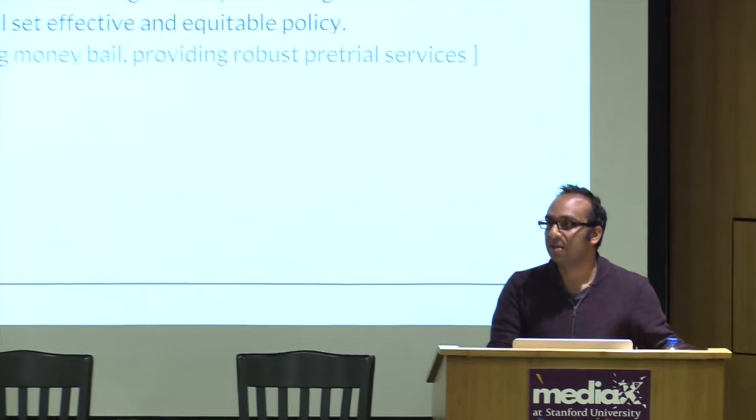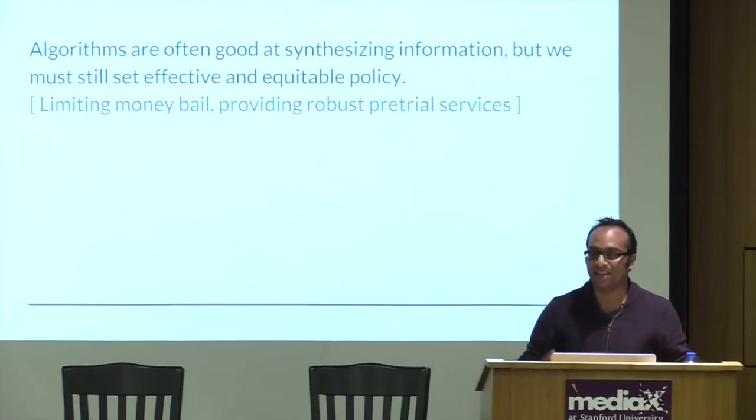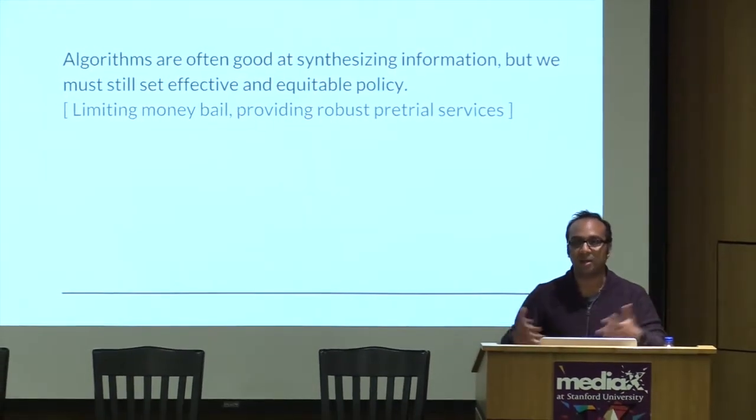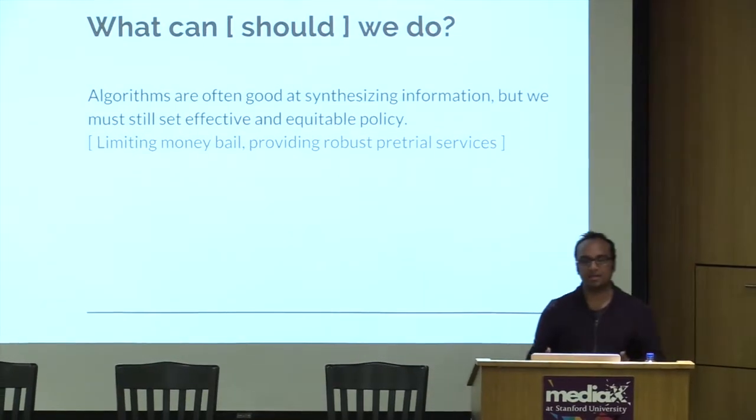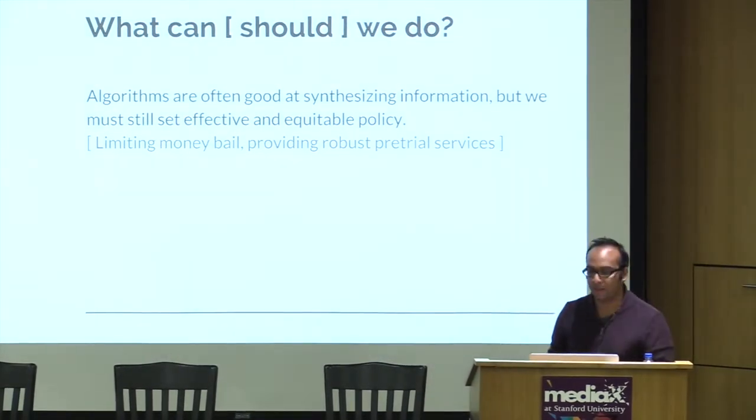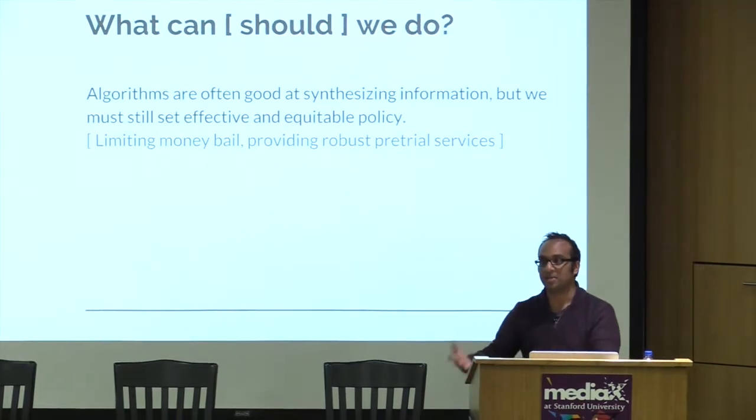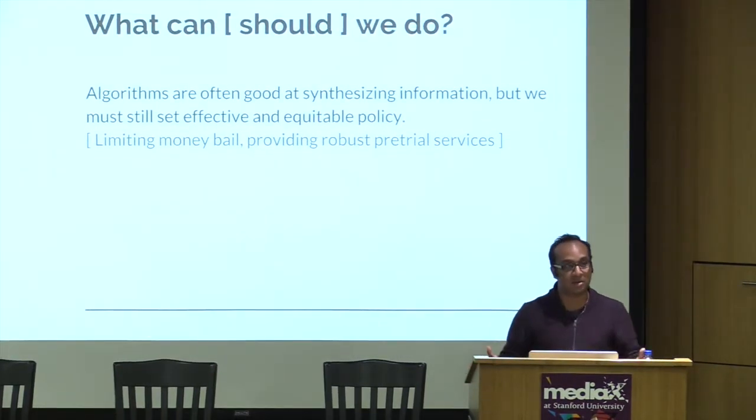Okay, so what should we do? Algorithms are very good at synthesizing information, but that's it. They can help us understand that information, but they can't tell us how to set effective or equitable policy. Those are fundamentally human decisions that we have to decide as a community.